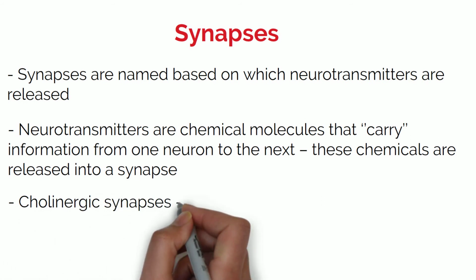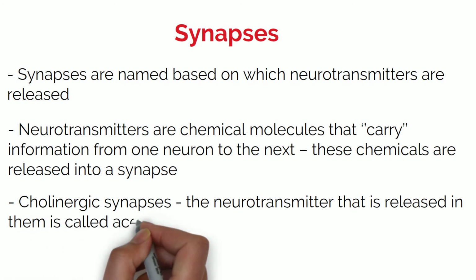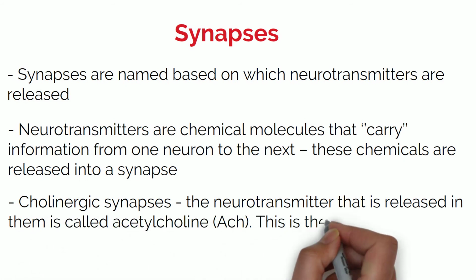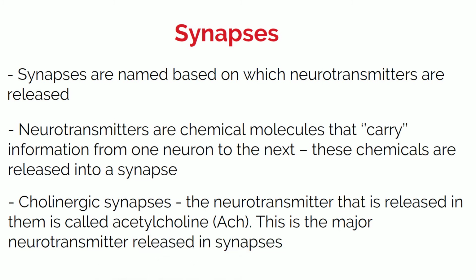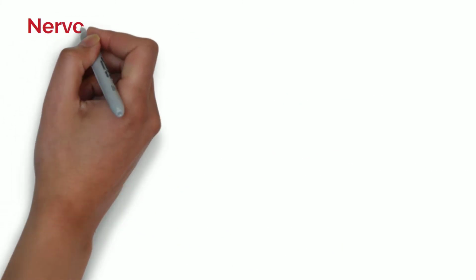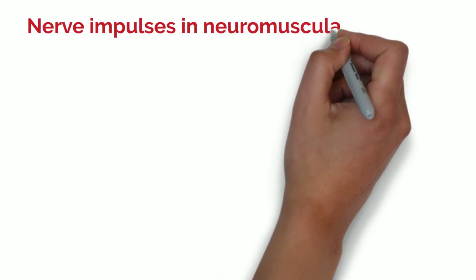So these cholinergic synapses have this name because the neurotransmitter that they release is called acetylcholine, or ACH in short. This is the major neurotransmitter released in synapses. It is mostly released in synapses that are in between two neurons, or in synapses that are in between a neuron and a muscle fiber. The latter is the one that we are going to focus on today, and these are called neuromuscular junctions.